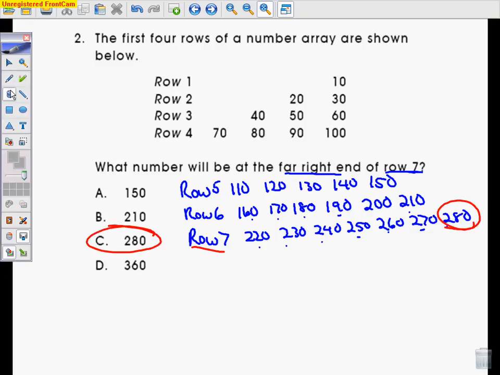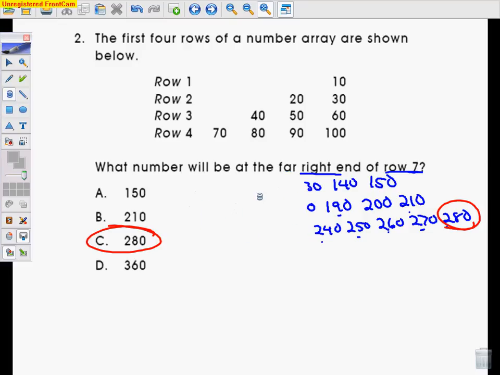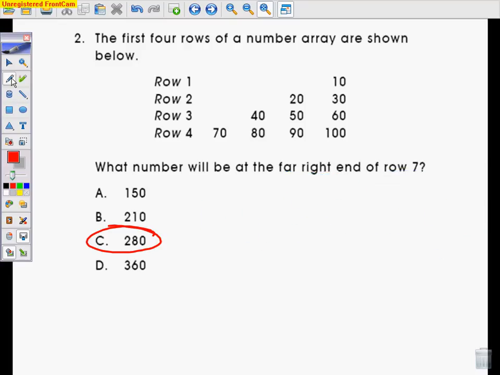Another way that you could have done this problem is you might have noticed a pattern when dealing with the numbers in the far right column. From here to here, we increased by 20. From here to here, we increased by 30. Here to here, 40. So to the next one, we'll be increasing by 50.